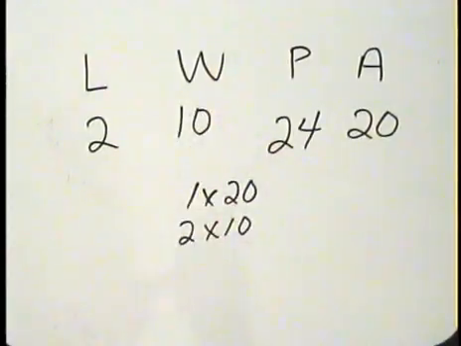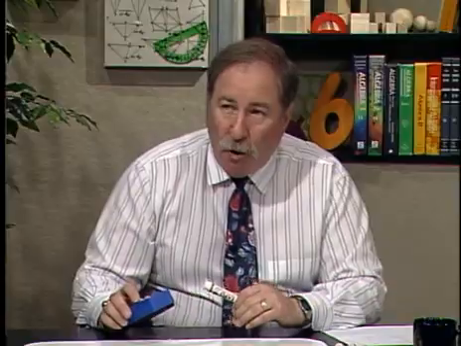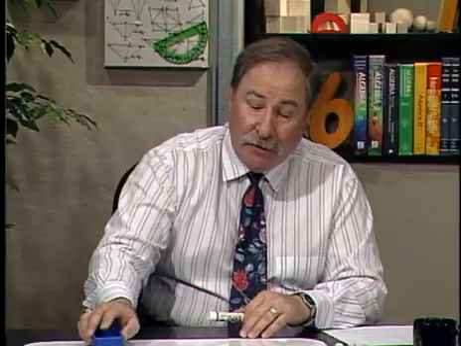Double checking that, 2 plus 10 is 12. 12 times 2, the perimeter, is 24. And 2 times 10 is 20, the area is 20. So that's how that one works. That was not too bad, but again, it was not quite just using a formula. You had to use some problem-solving skills.